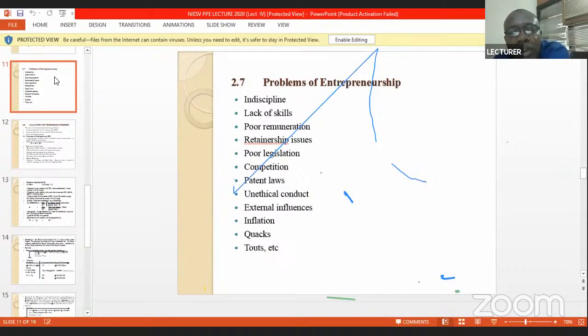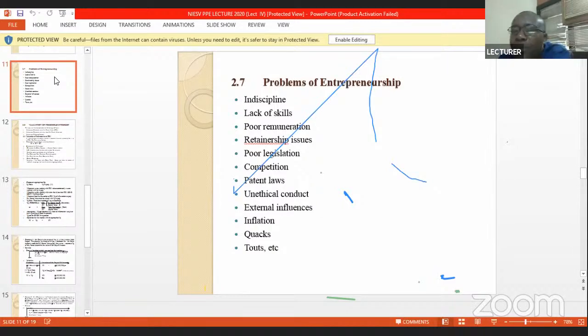What you see is copying, copy, copy, copy. Start any business, and people feel that the business is moving. The business is replicated everywhere, to the extent that even you who started it cannot survive. You cannot even make anything out of the business again. Very serious competition. And there are no patent laws.